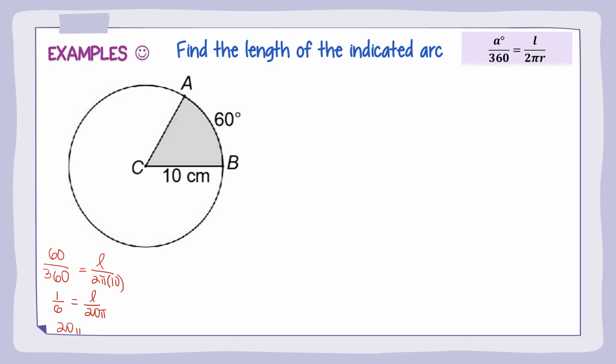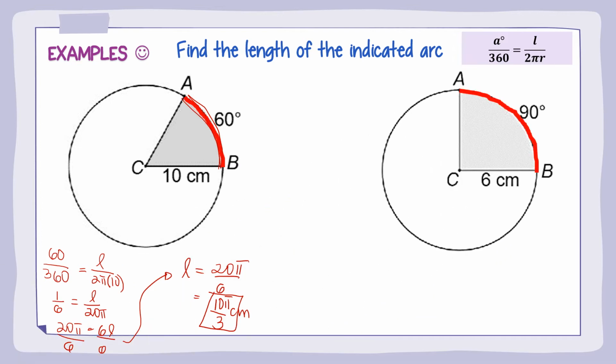We'll have 20 pi is equal to 6L. And dividing both sides by 6, we'll have length is equal to 20 pi over 6. Or simply, lowest term, divide natin both by 2. We have 10 pi over 3 units. We don't have units kasi. CM pala, sorry, CM. So the length of this one, yung arc na ito, is 10 pi over 3 centimeters. Next.